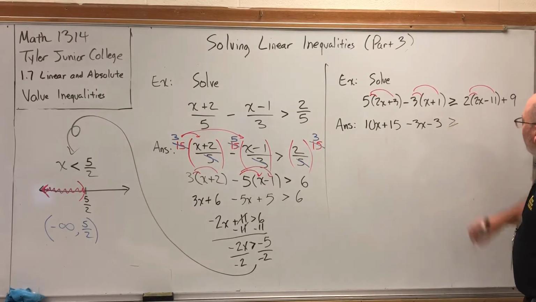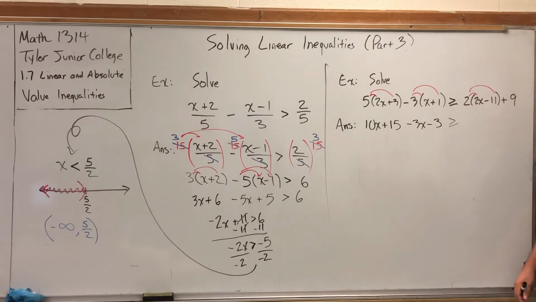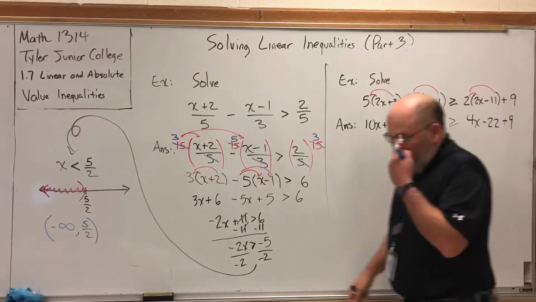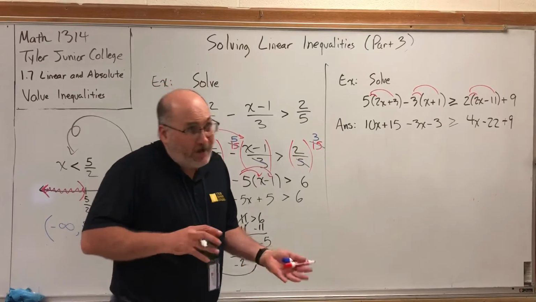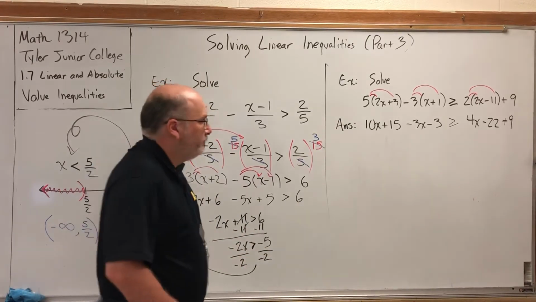Greater than or equal to. On the right side, distributing the 2. 2 times 2x is 4x. 2 times negative 11 is negative 22. And a plus 9. Remember, distributing frees up like terms from parentheses, so that's often followed by combining like terms.